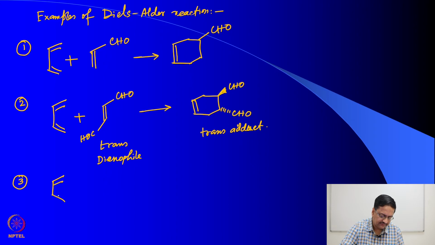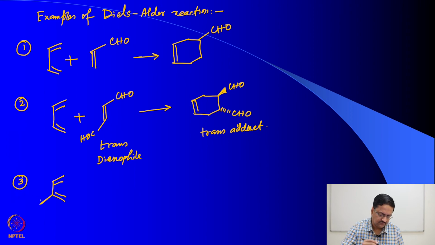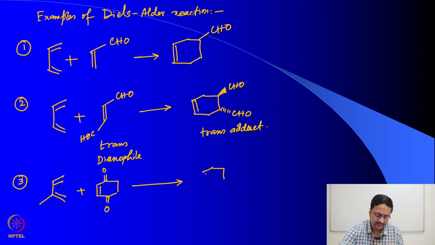Now, if we have a diene with an electron donating group on that, that is a methyl group, and we are treating it with this diketone, cyclohexene diketone, the product that we would get is this one.